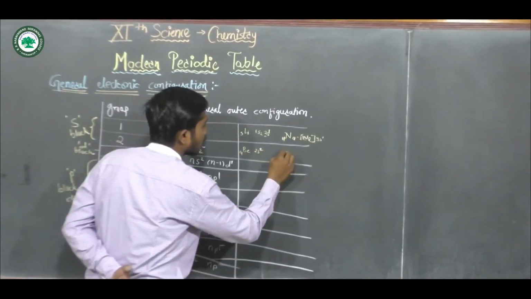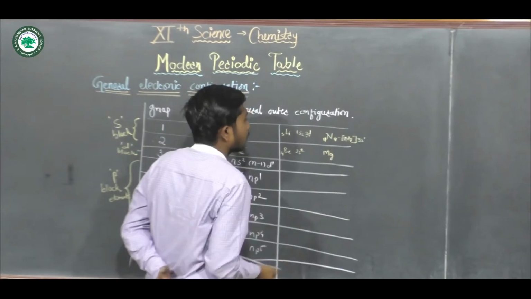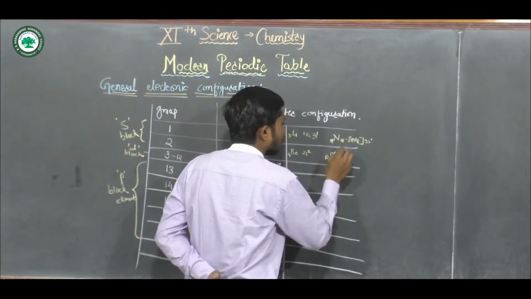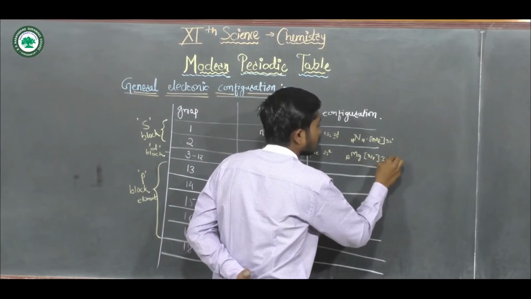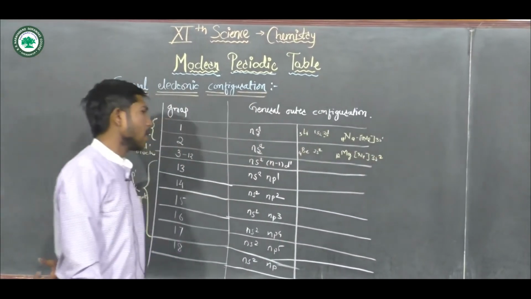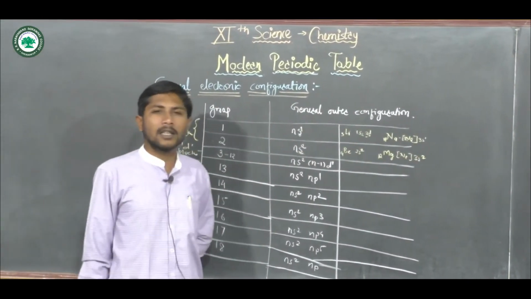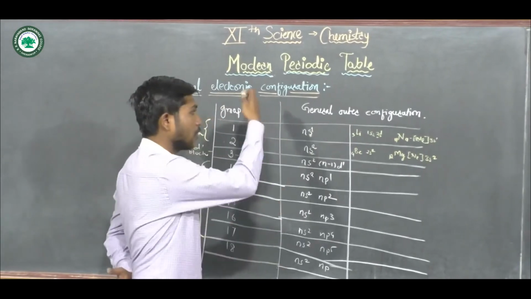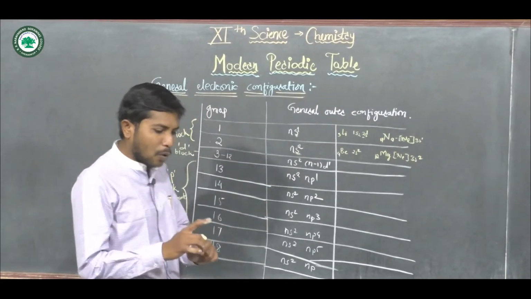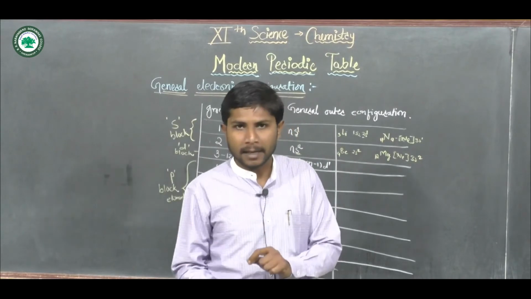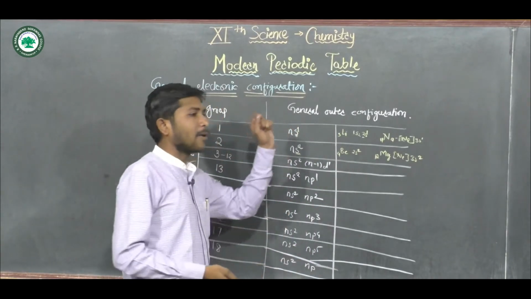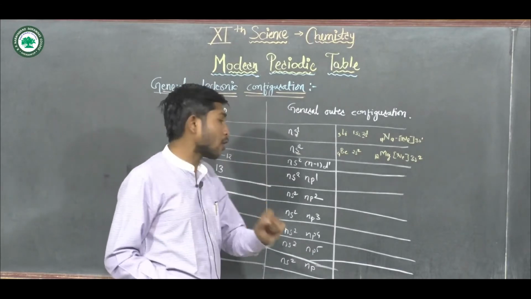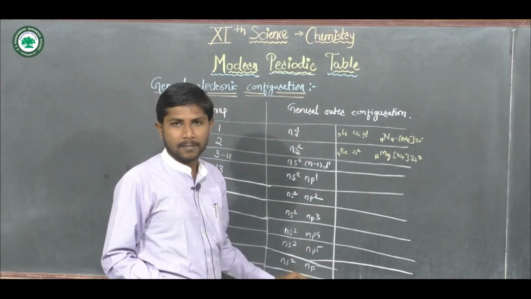Now in case of second group, that is beryllium, atomic number 4, 2s2. Here the preceding element, magnesium 12, we can write neon 3s2. Meanwhile, while writing the general electronic configuration along the groups, only one period is added up, only one orbit is added up, otherwise the number of electrons present in the outermost orbit is generally same.